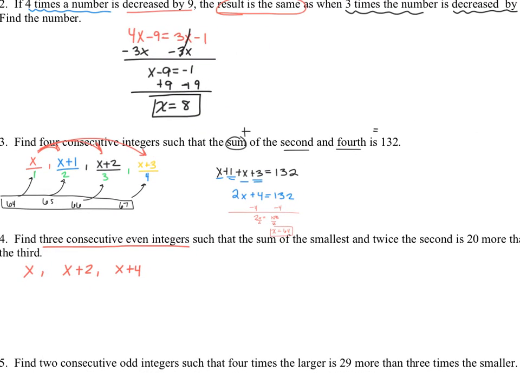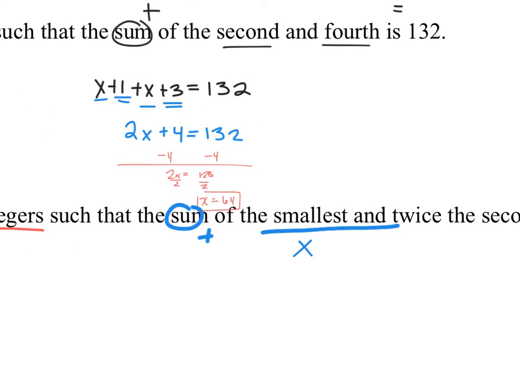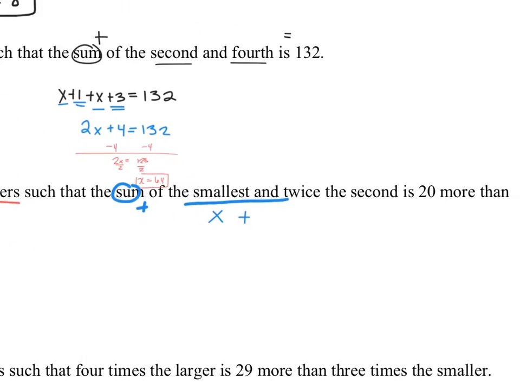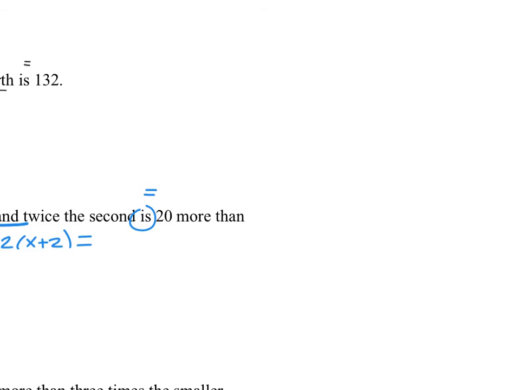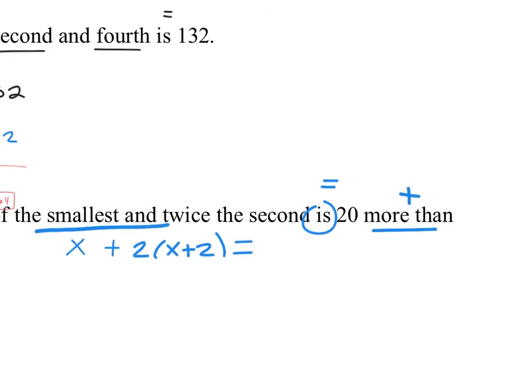The sum of the smallest, which in this case would just be x, and we know sum is addition, and twice the second. So the second is x plus 2, but I'm doubling it, so I have to put that in parentheses. So 2 times x plus 2 is, so equal, 20 more than the third. So more than is addition. So 20 plus the third, which was x plus 4.